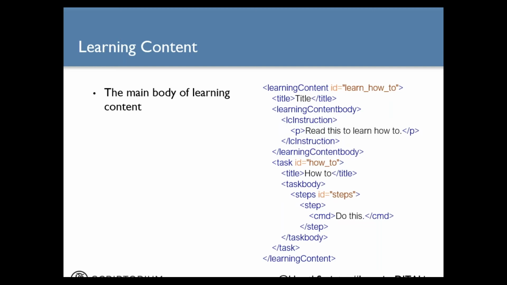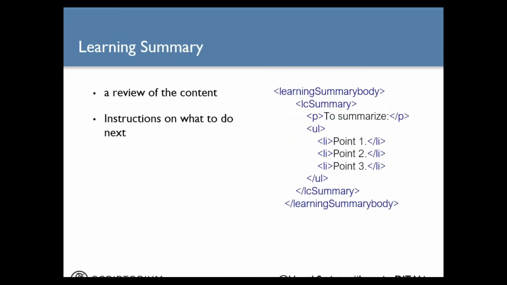Okay, so then I'm going to move on to the learning summary topic type. So this is generally going to be a review of the content for students, or maybe instructions on what they're going to do next. You can see I've gotten very creative here. You see the learning body summary, right? And then you have your unordered list that might just say, this is what we just learned.